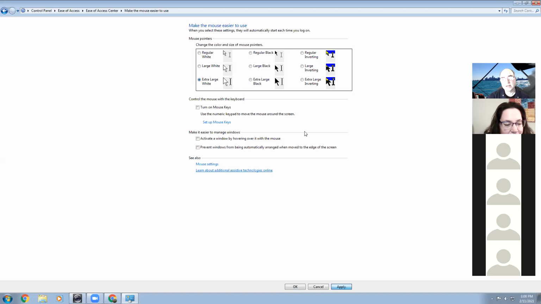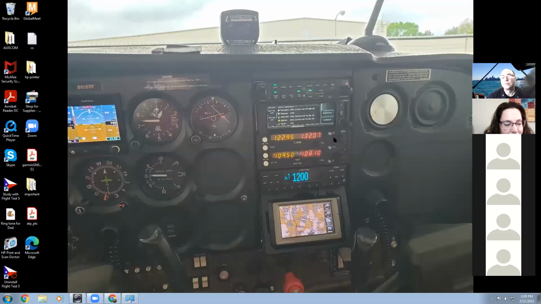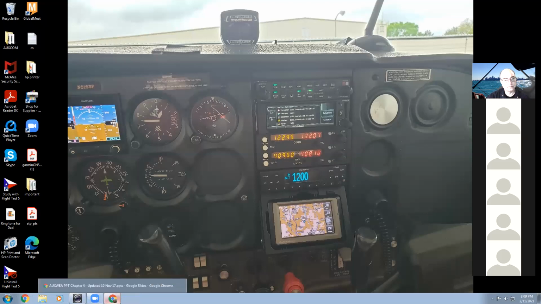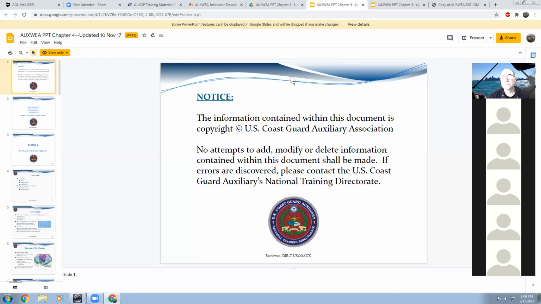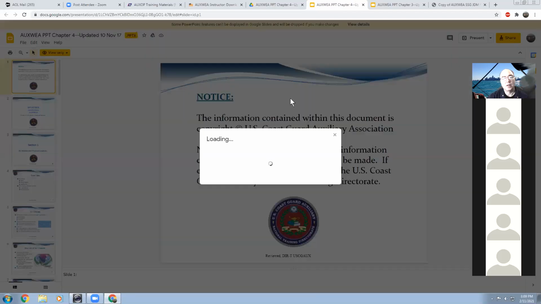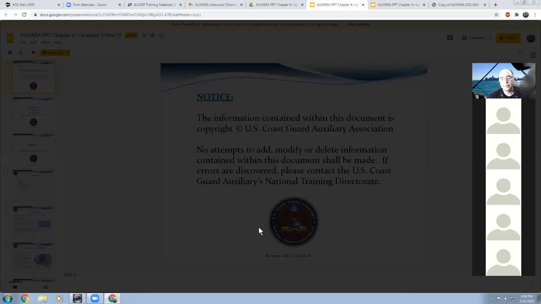Is that a little better? Is that better, Farron? Well, if you pull your slides up, it still seems pretty tiny to me. I'm not sure. You might have had to hit OK. Can you see it now? It is a little bigger. I can see it a little better. Thank you. I appreciate that. No problem.